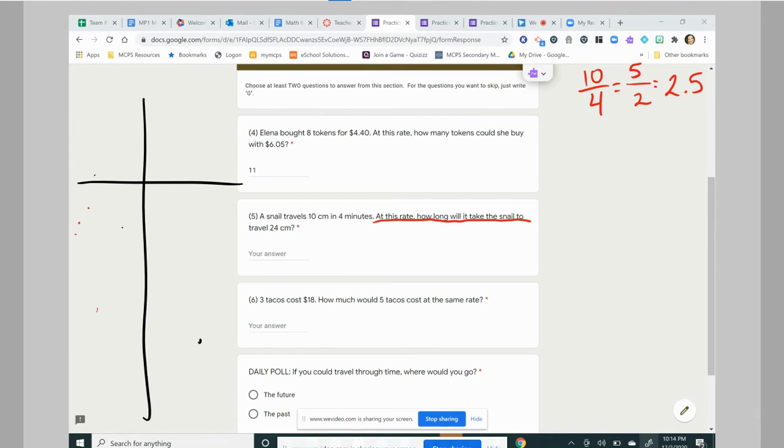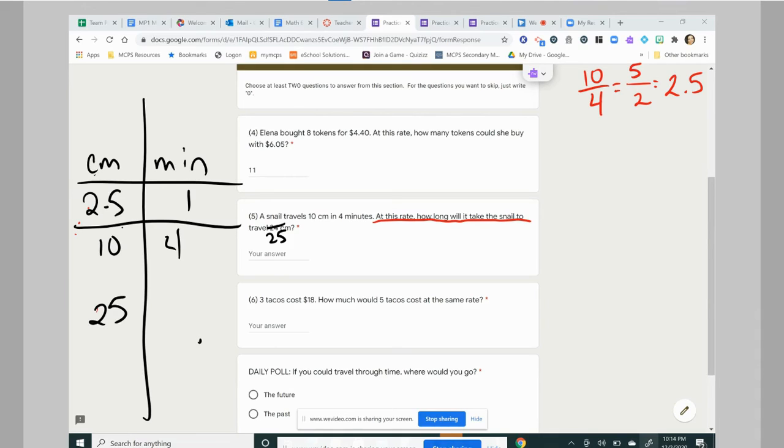So again, if we set up our ratio table, so again, I'm going to cross that out. I'm going to say 25. How long will it take the snail to travel 25 centimeters? So we got our centimeters over here. We got our minutes over here. Again, we wanted to know for 1 minute. We found out it was 2.5. Based on the information over here, we had 10, we had 4. And then the question was, it should have been 25, not 24. Well, how long will it take the snail to travel 25 centimeters? And for this kind of question, it really should have been like this.